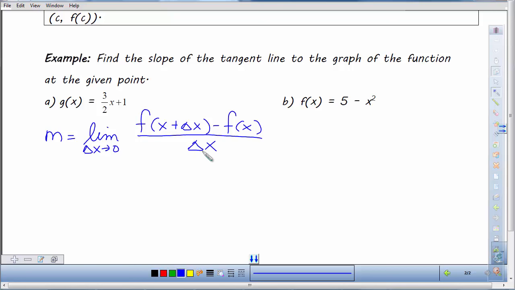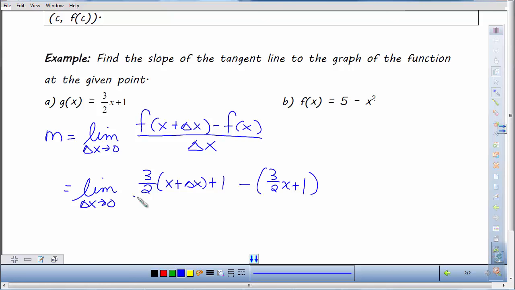For us, we don't have f, we actually have g, but we'll go on with this notation. We're still looking at the limit as delta x approaches 0. If I plug x plus delta x into this function, I get 3/2 times (x plus delta x) plus 1, minus (3/2 x plus 1), all over delta x.